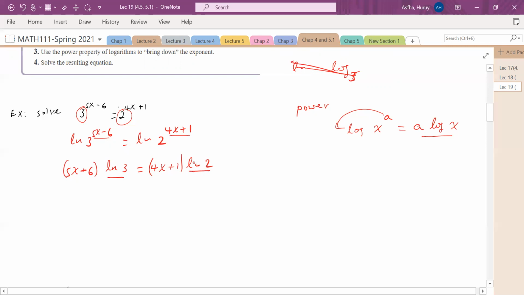This ln is just a number. They are not rational numbers, because these are decimal numbers that go on forever, but they are just numbers. They are constants, not variables.